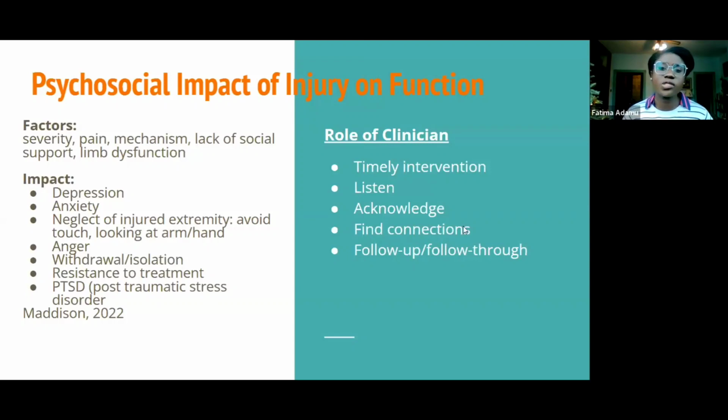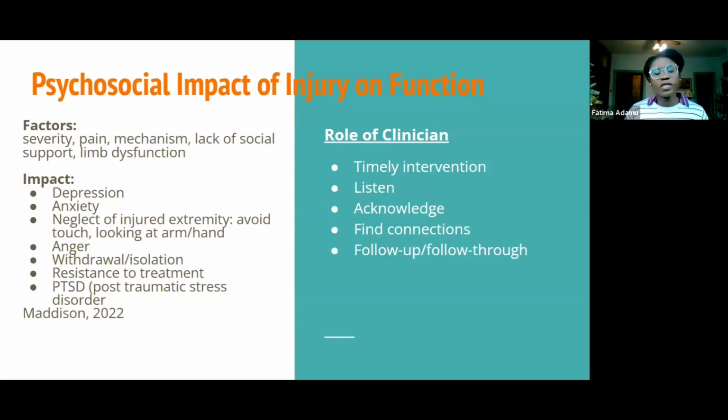Our role as clinicians will be timely intervention, which I'm hoping that this lecture will help to give you some ideas of what interventions you can apply in the early stages of recovery, to listen to what the patient is saying, acknowledge their feelings, acknowledge the circumstances.